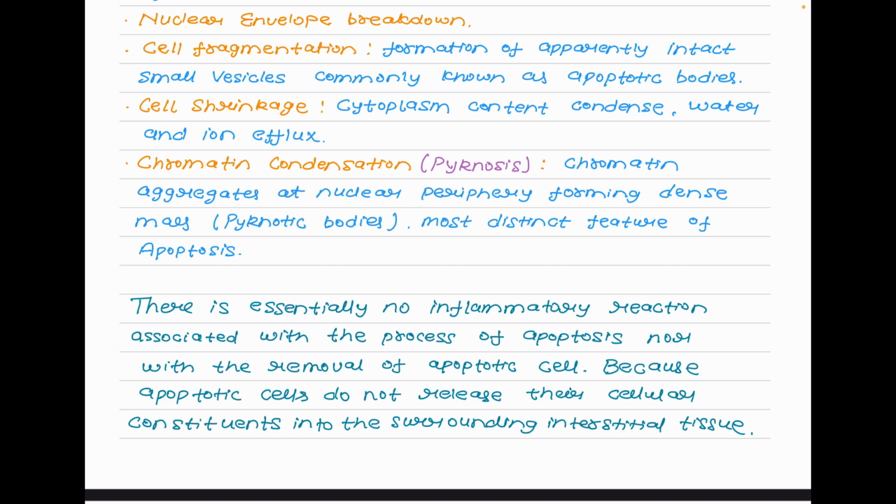because, A, apoptotic cells do not release their cellular constituents into the surrounding interstitial tissue. B, they are quickly phagocytosed by surrounding or neighboring cells. And third, the engulfing cells do not produce any inflammatory cytokines.